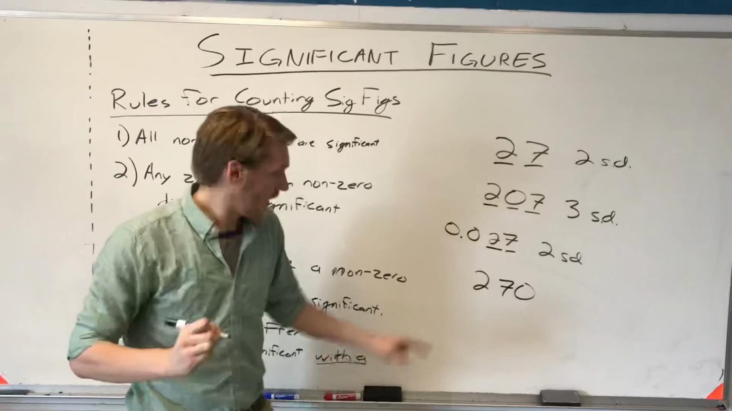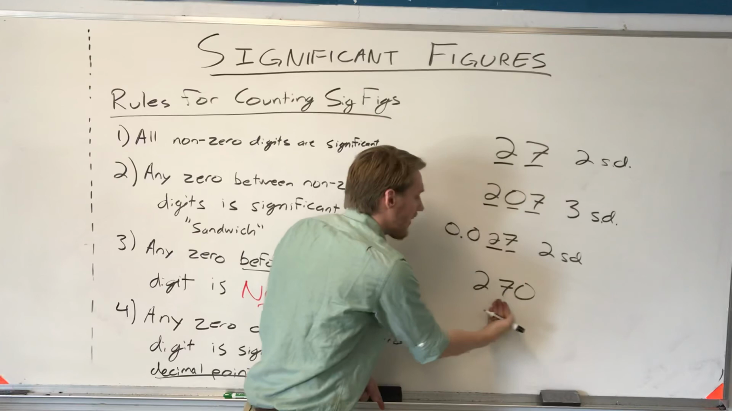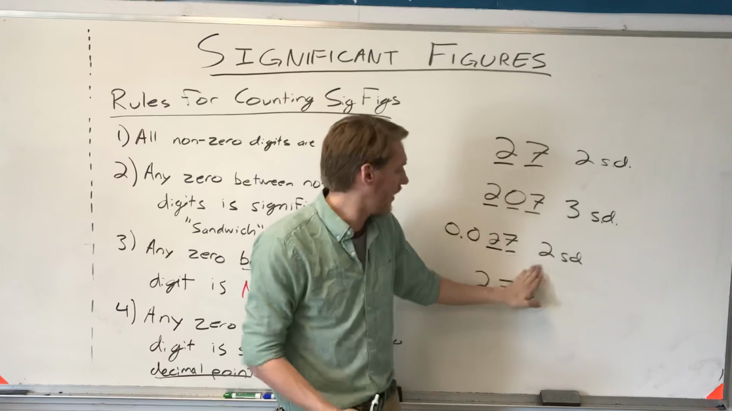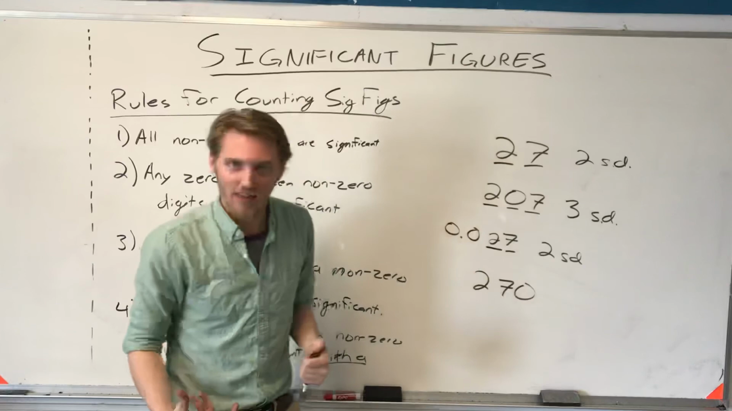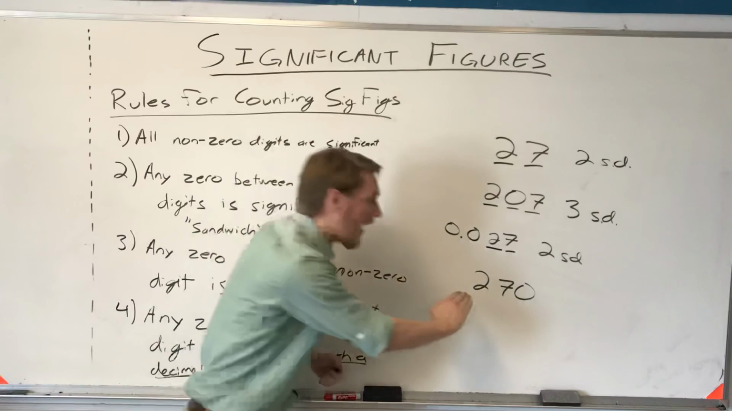270. So this number, once again, this zero is only there to push the 7 and the 2 to where they belong. Without the zero, this number is 27, which is this one. With that zero, the number is 270. And here's what this number means. I have a measurement of at least 200 something, and I have a measurement of at least 70 something. So 270. But this zero does not mean anything when I have written it like this. It's just saying that it's 270.